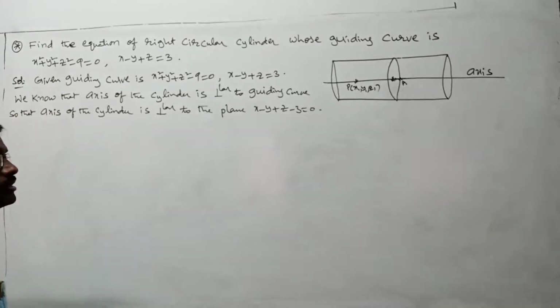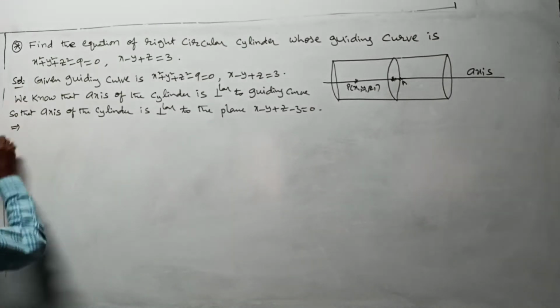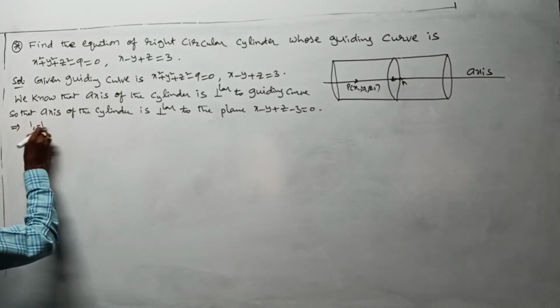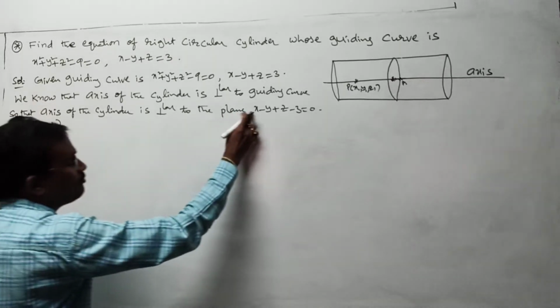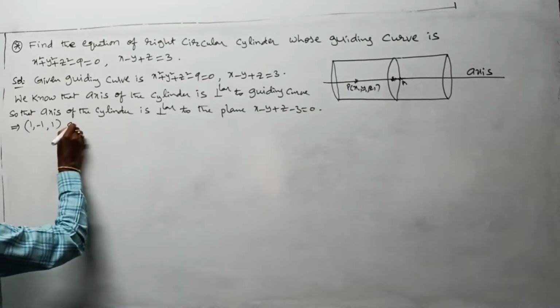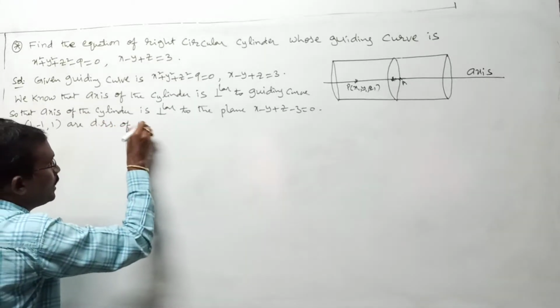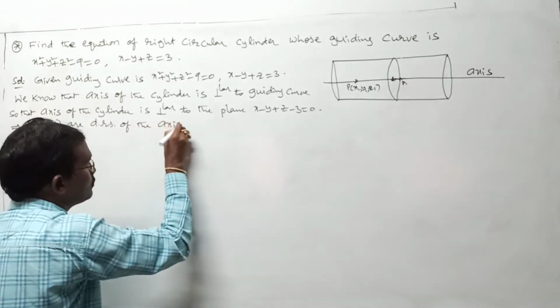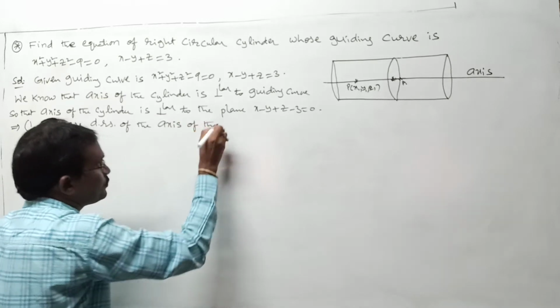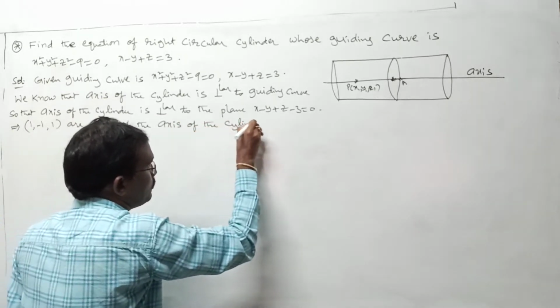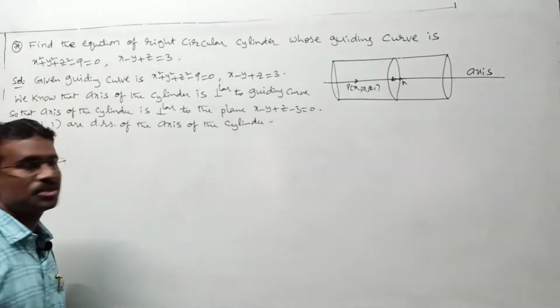Any problem? So this implies 1, minus 1, 1, meaning the x coefficient, y coefficient, z coefficient, are what ma? Direction ratios of the axis of the cylinder. Yes, up to here we defined the direction ratios of the axis.